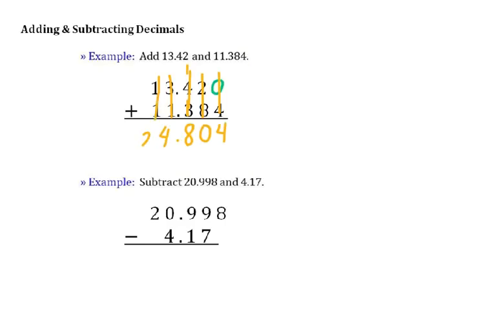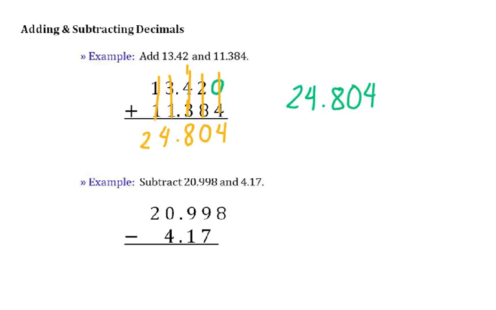1 plus 1 is 2. So in this case, the sum of our two decimals can be described by 24.804, or 24 and 804 thousandths. Okay, let's see if subtracting is any different.